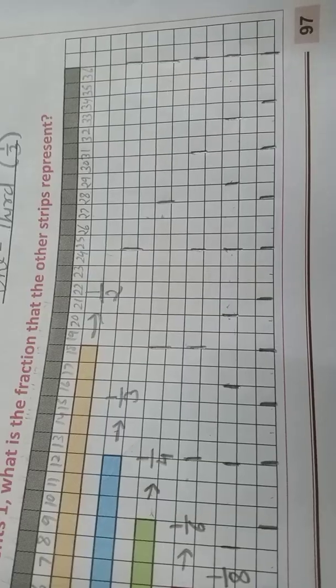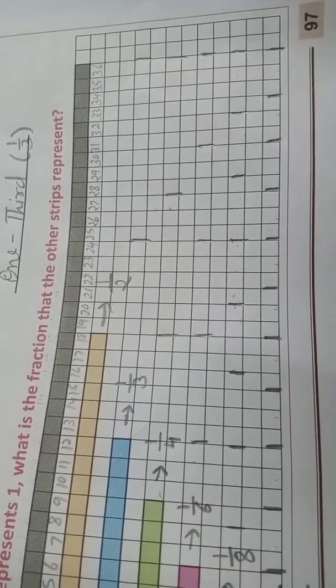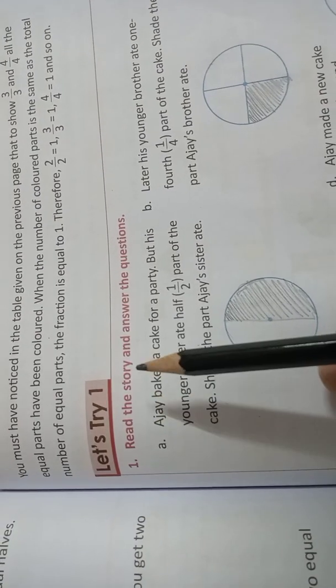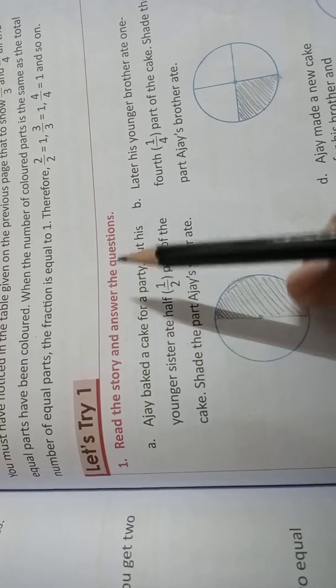So this is your course book. Let's open the page. This is page number 97. Let's try one. We are going to solve it now. So now let's start doing this. The first problem is: read the story and answer the question.